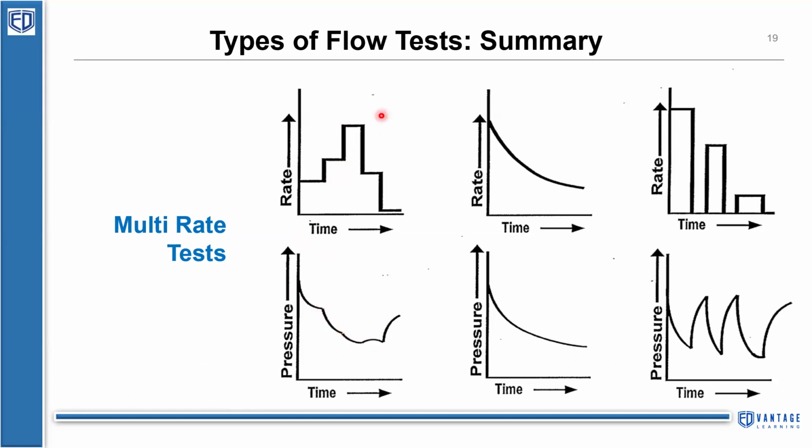So can anyone in the audience tell me how do we improve the production rate? How do we increase the production rate? What is something that we do on a well to increase the production rate? Maybe someone can type in the chat box or someone can unmute and tell me. Anyone?